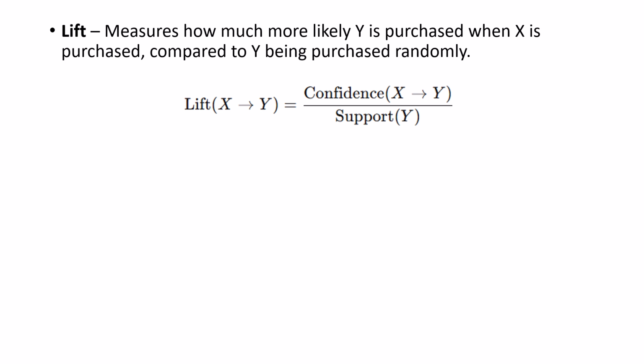being purchased randomly. That is, we are measuring how much more likely Y is purchased when X is purchased, and not when Y is purchased the X is purchased. So we are measuring this term, lift, which equals confidence of X tends to Y divided by support of Y.